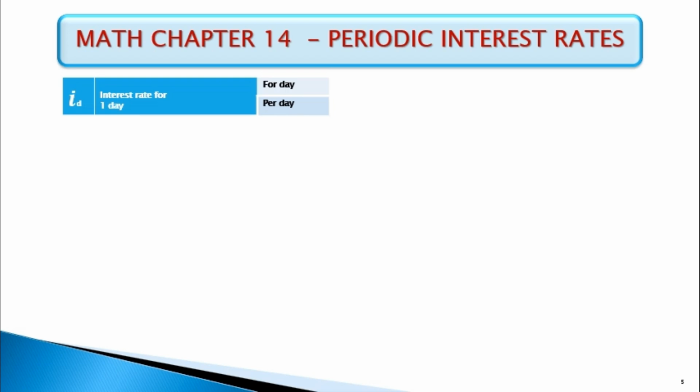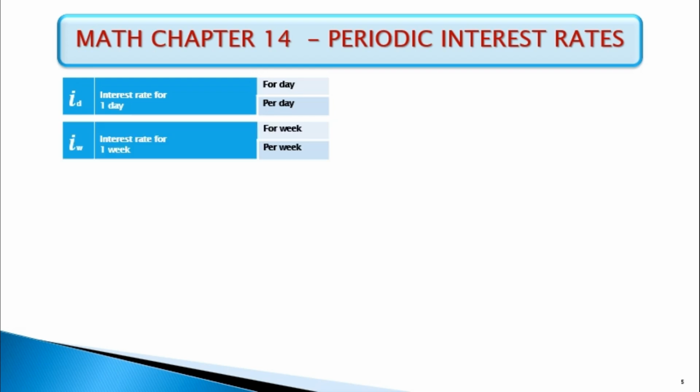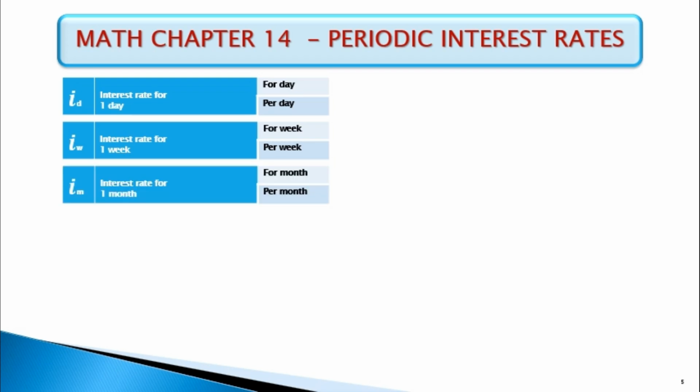Okay, so little i stands for the periodic interest rate. In a year, we have different periods. We have days, so it would be i with a tiny little d, which is the periodic interest rate per day. We could have an iw, which would be the interest rate for a week. We could have an i with a subscript m, which would be the interest rate for a month.